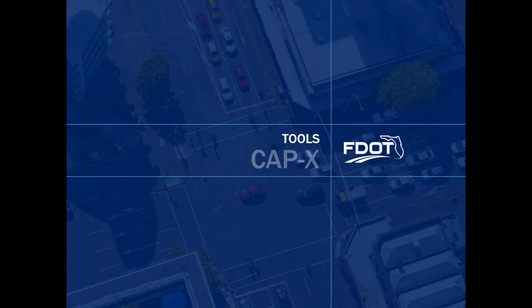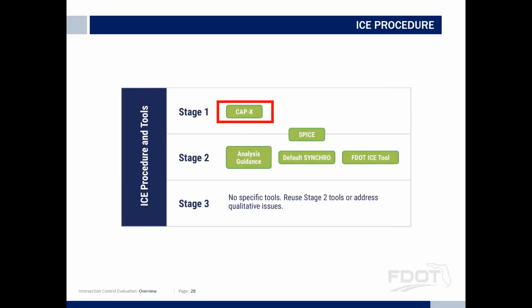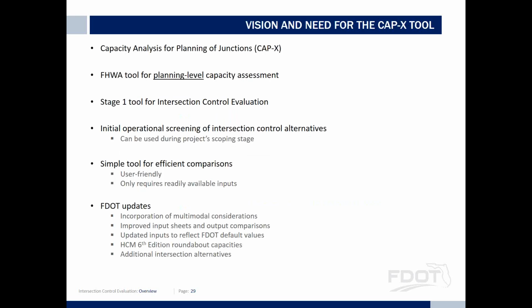So let's get into the tools. First one is Capex. So Capex started by an FHWA's tool to evaluate the different types of alternatives, right, for capacity analysis. And it's a planning level capacity analysis or capacity assessment. So the initial operational screening of the intersection control alternatives can be used during the project scoping stage. So when we do any type of scoping or any type of assessment of intersection control, this tool is used.